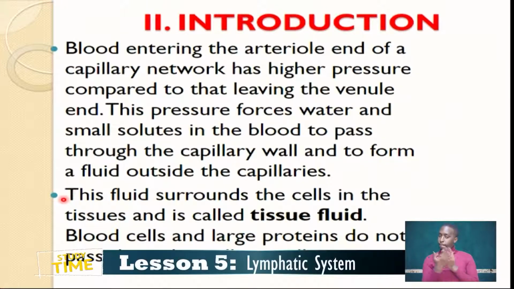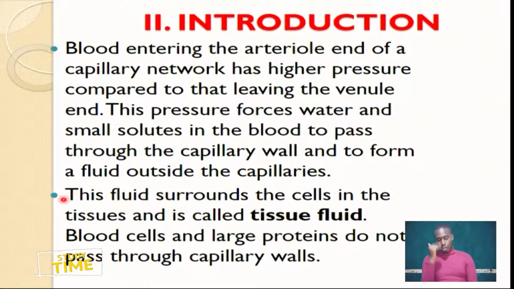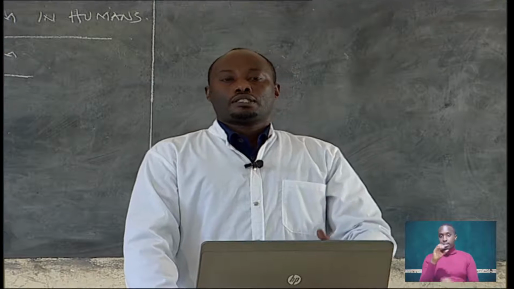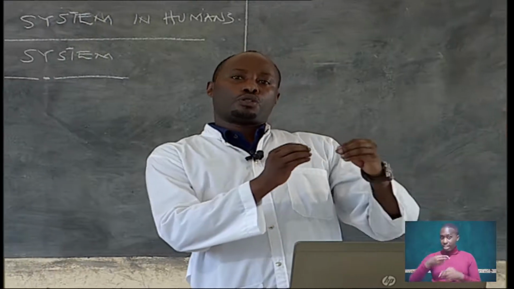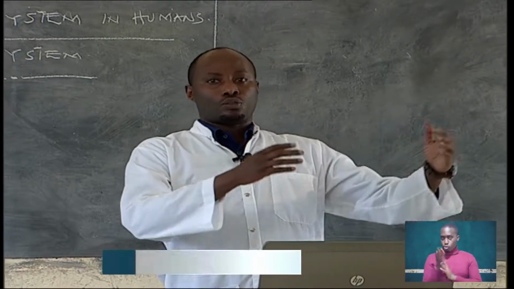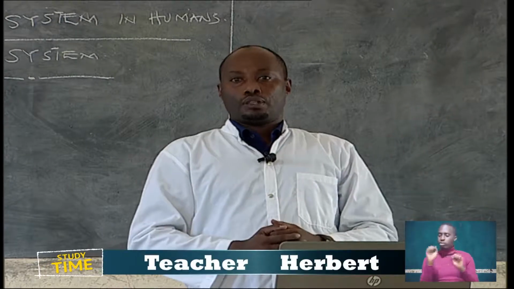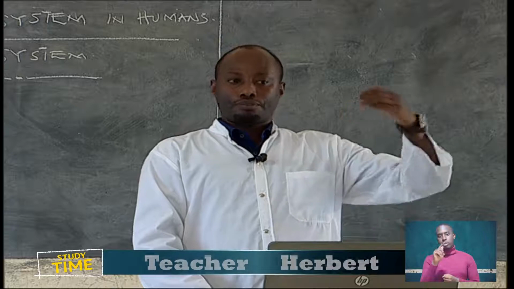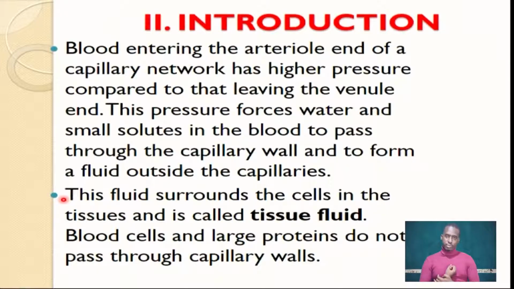Blood cells and large proteins do not pass through the capillary walls because they are large in size; only smaller molecules are able to pass through. That's why we bring in the concept of being selectively permeable. It means that molecules of small size, for example water and other solutes, can pass through the capillary wall when the pressure is very high. But those with a large size will not pass through. Examples are large proteins and red blood cells, RBCs, which cannot pass through and will not form tissue fluid.